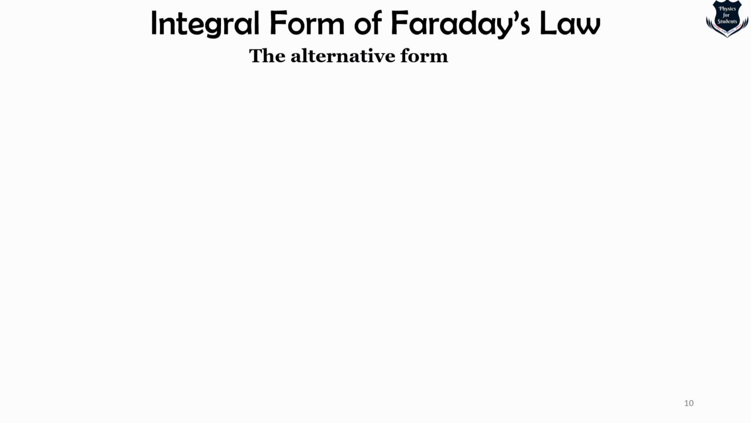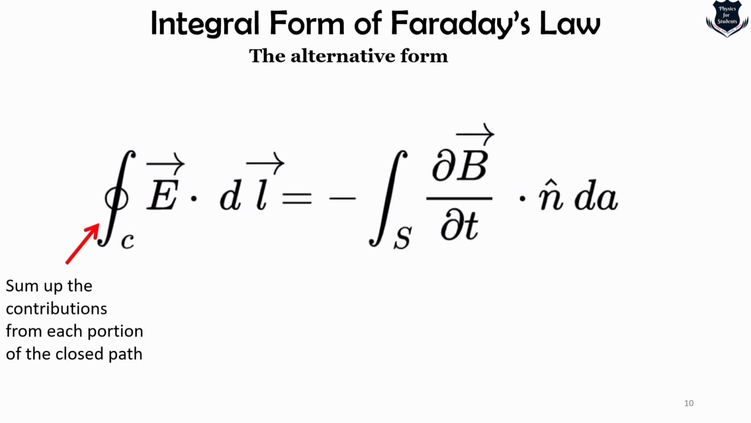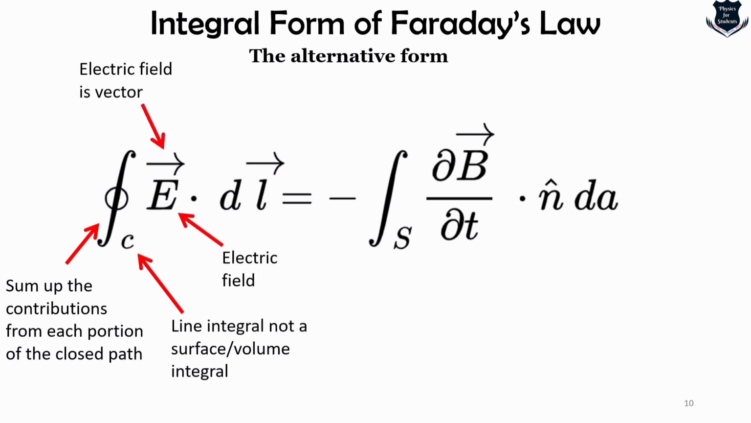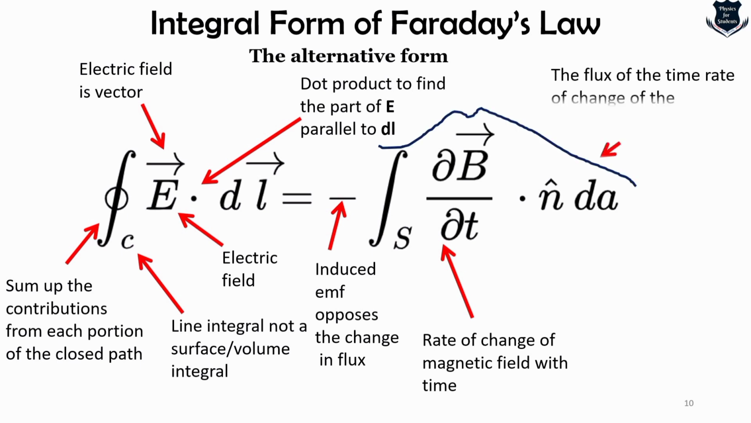Now we come to the alternative form. The alternative form looks like this. So more or less it is the same. Sum of the contributions, this is the line integral, this is the electric field vector, this is the dot product. The negative sign shows that it opposes the change in flux. This is the rate of change of the magnetic field, and this entire part shows the flux of the time rate of change of the magnetic field.